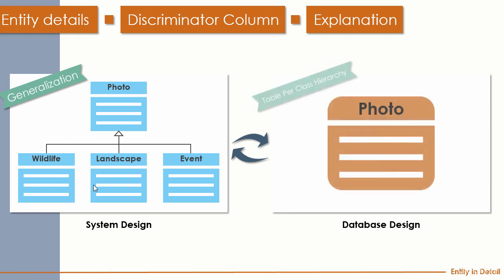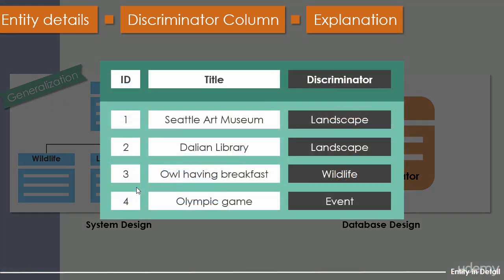To solve this problem, we can put all these classes into a single table called photo, so it includes all the attributes in the different subclasses. And how do we distinguish which object in your memory this row corresponds to? We need a discriminator column. So the idea is something like that.